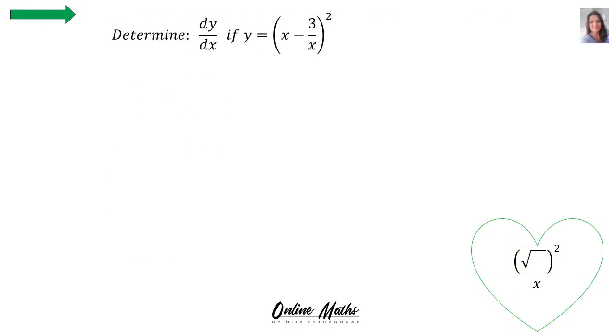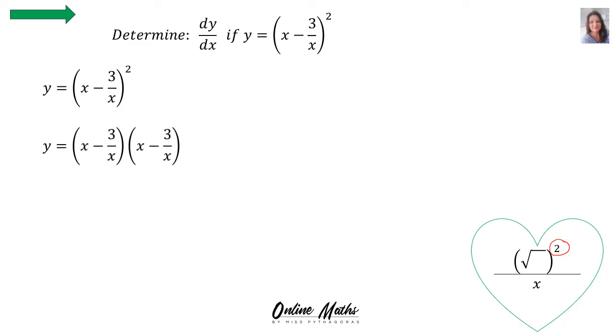Now on this example, I want you to find the derivative dy over dx if y is equal to x minus 3 over x, all squared. So when you go to the sketch down here, can you see whenever there's a square and its brackets, you have to first multiply out your brackets. So that bracket you can write twice and then you can FOIL it out.